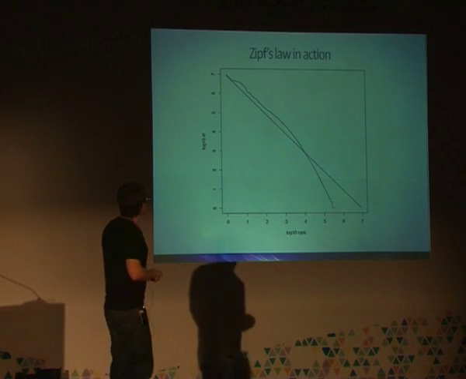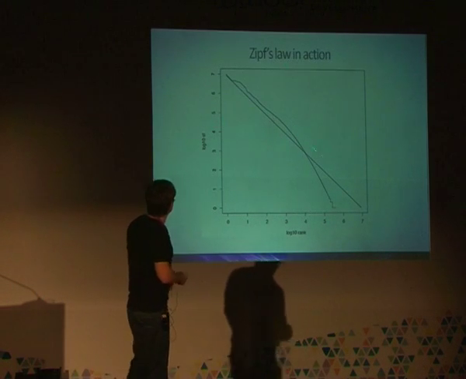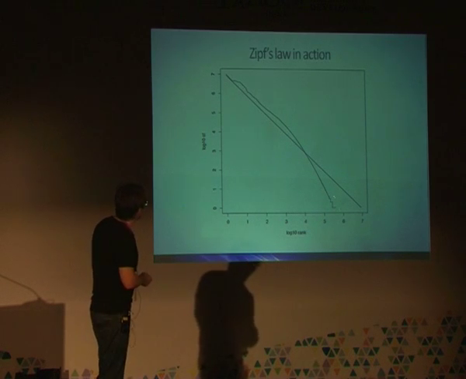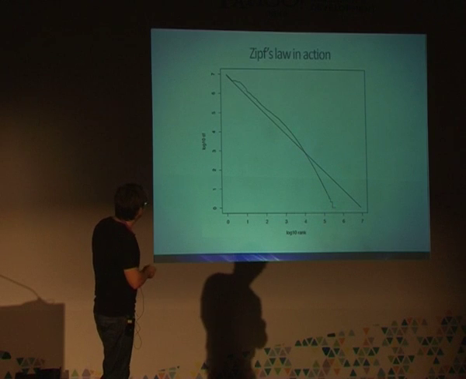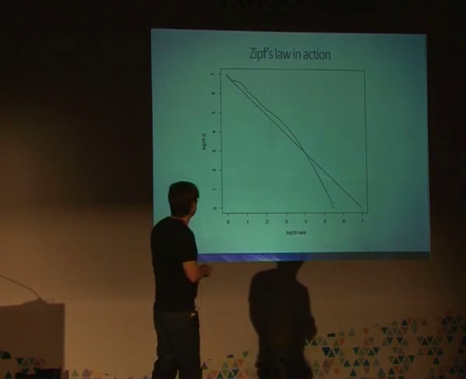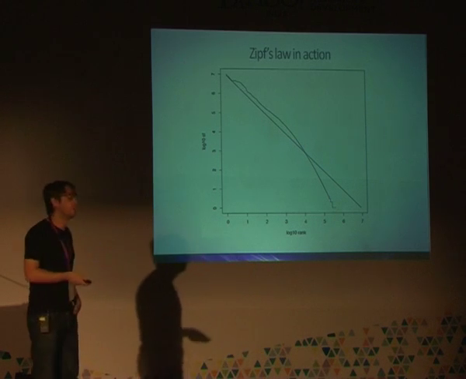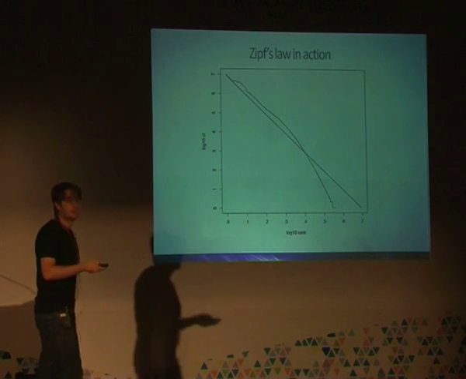And this is sort of how it looks. The straight line is how it should look, and this is how it looks in reality. So there are some interesting deviations from the predicted distribution, which make a lot of people think very hard about this problem, and get angry and upset about it.